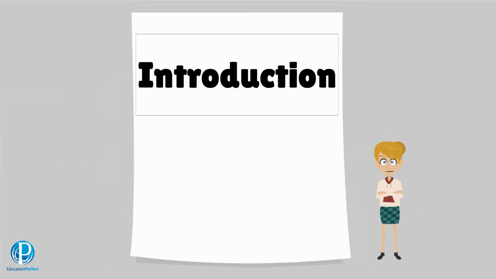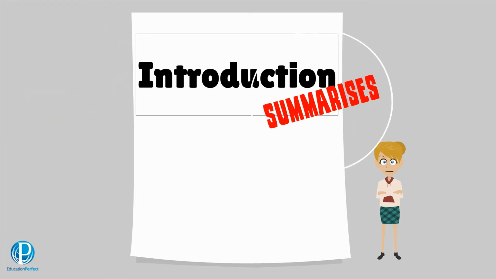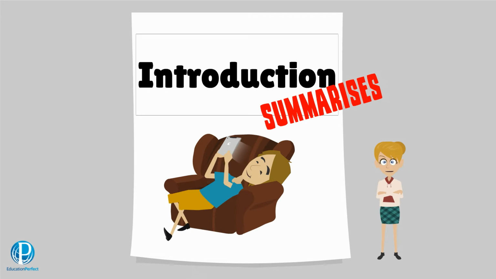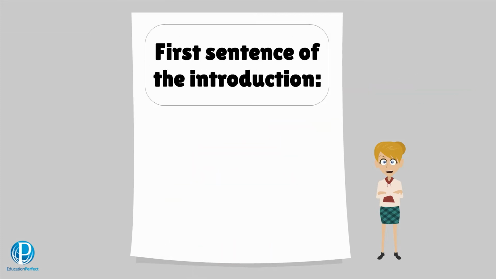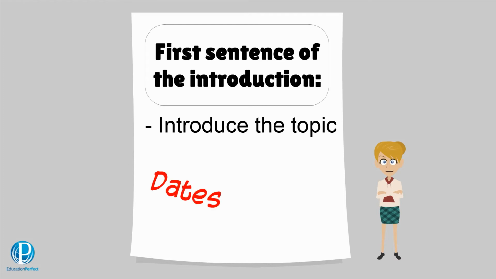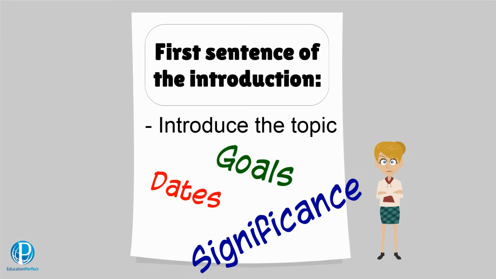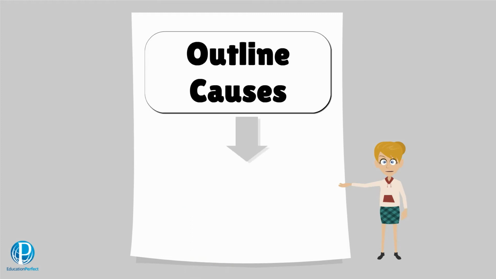Now, let's take a look at the introduction. The introduction summarises your whole essay. And now that you know what you're going to talk about, writing your introduction is easy. Your first sentence might want to introduce your topic, its date, its goal, or maybe its significance. Then, it's time to get stuck in. The next thing you need to do is outline your causes. This gives the reader a taster of what you're going to be talking about in your essay.